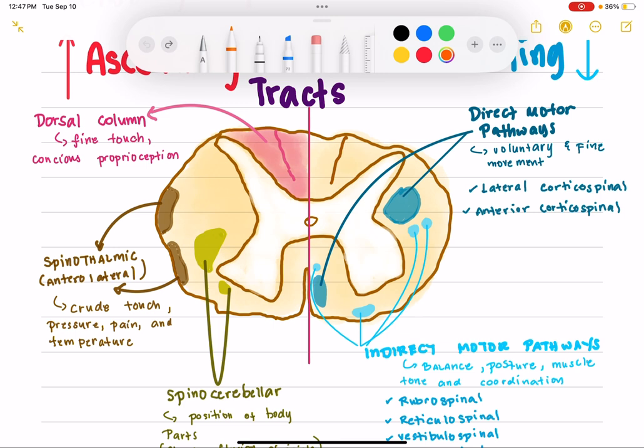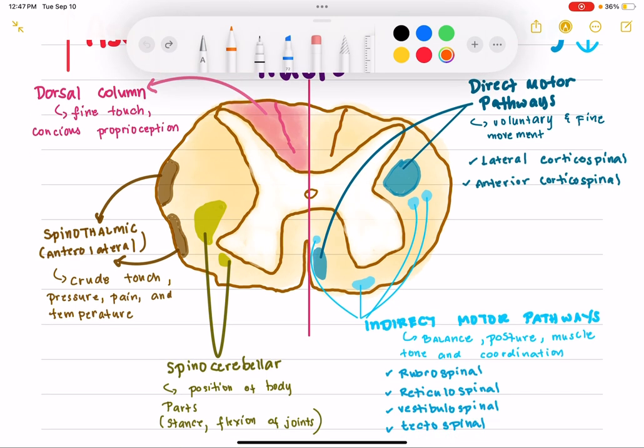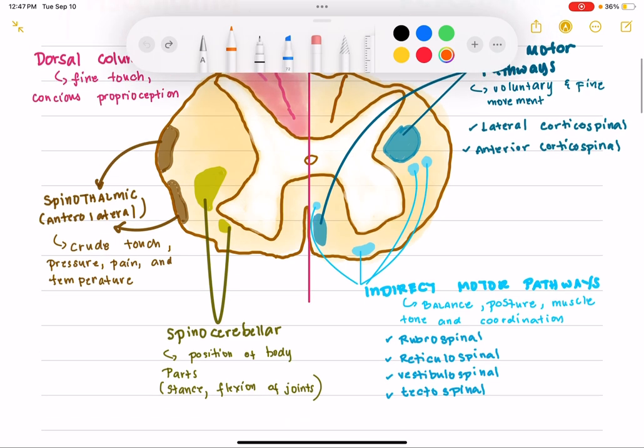The spinothalamic, or anterolateral, tract is very important when it comes to pain and temperature. It is responsible for crude touch, pressure, pain, and temperature. The spinocerebellar tract carries the position of body parts, proprioception or balance, such as stance and flexion of joints.